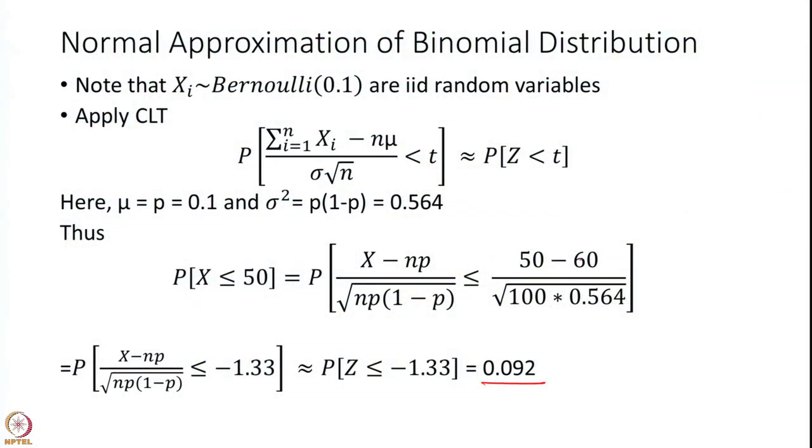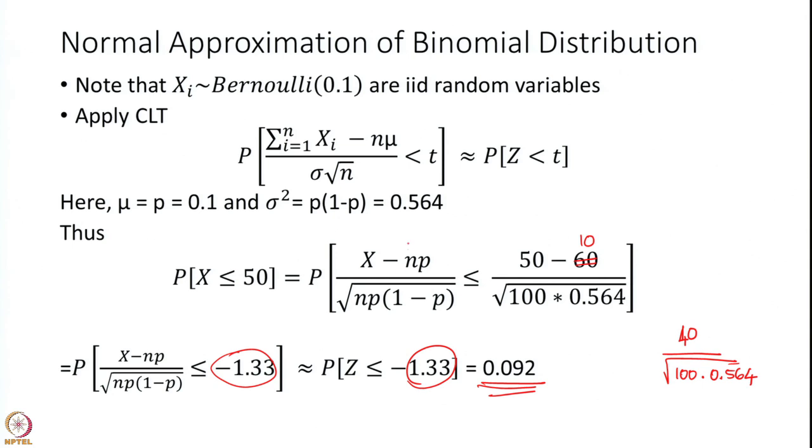I think I have made a mistake, we must correct it. I think it is time I correct it. So n is this, so this will actually be 10. Okay. So, this denominator is correct, this value will be different. We are looking for 50 minus 10, so 40 divided by square root of 100 times 0.564. And therefore, it may not be 1.33. Please check what the value is and what the distribution should be. Maybe in a further section I will clarify, but please make sure that there is a mistake here.